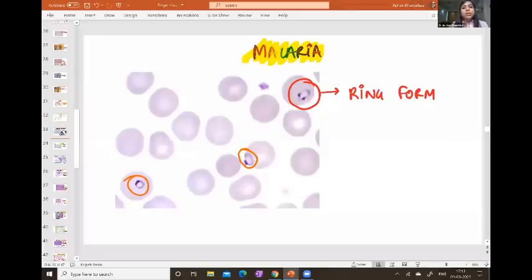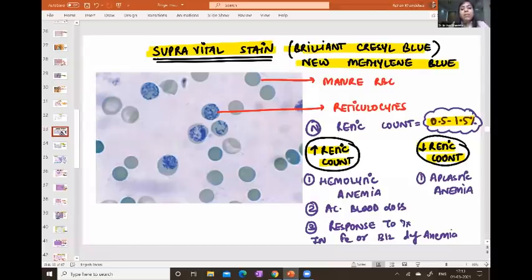Okay, this is a very, very important slide. I really feel that this is a very important concept and a slide which is asked in the exams, right? You all can notice that this slide shows not a pinkish color, it is showing some greenish-bluish color. So that means this is not Romanowsky stain, right? A slide which is stained with a Romanowsky stain will show what? It will show a pinkish appearance. Now this slide shows a bluish appearance. So this is actually brilliant cresyl blue or new methylene blue.